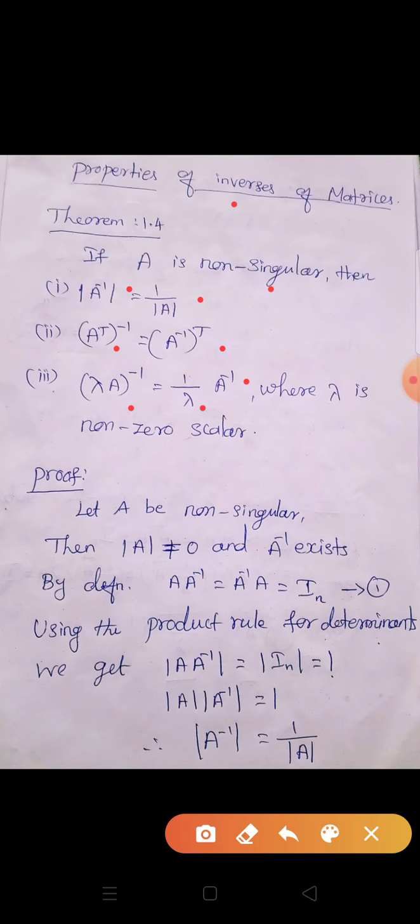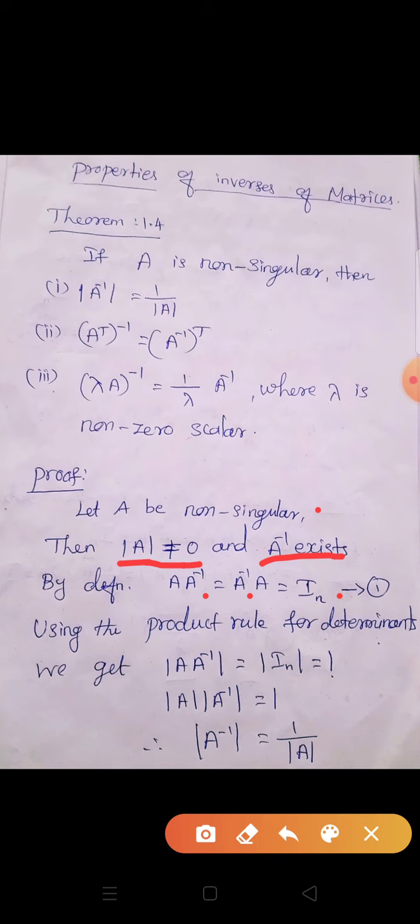First proof. Given that A is non-singular. A is non-singular means determinant A is not equal to 0. Determinant A not equal to 0, then A inverse exists. By definition, A into A inverse is equal to A inverse into A is equal to IN. This is the inverse property we already know.